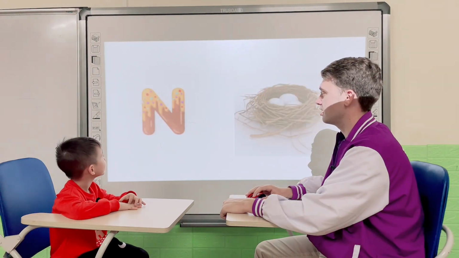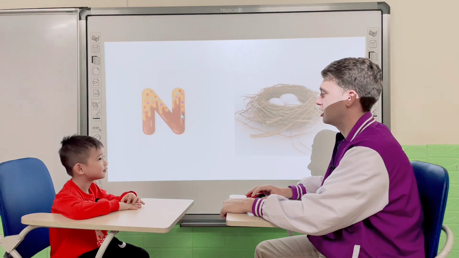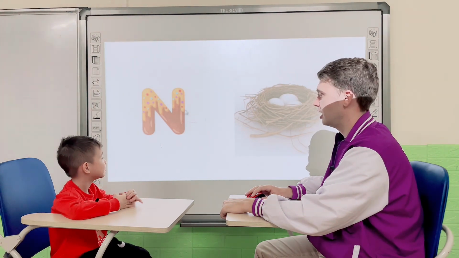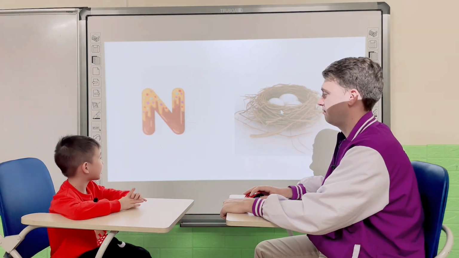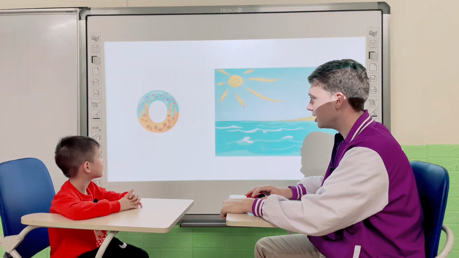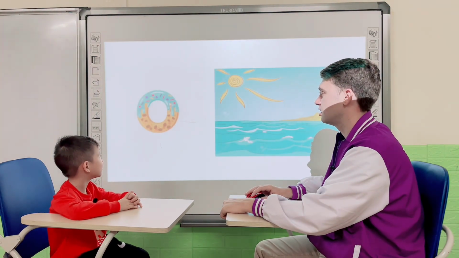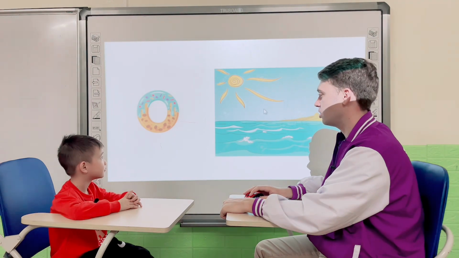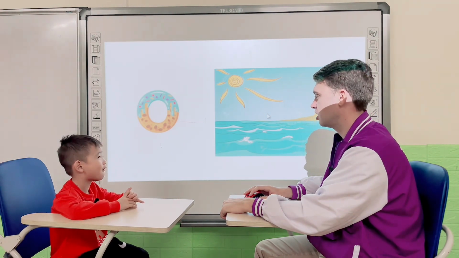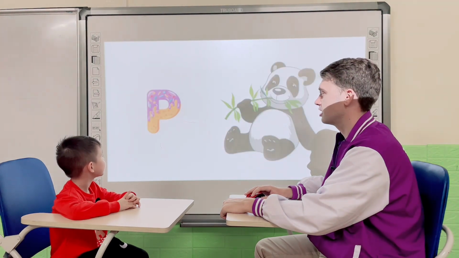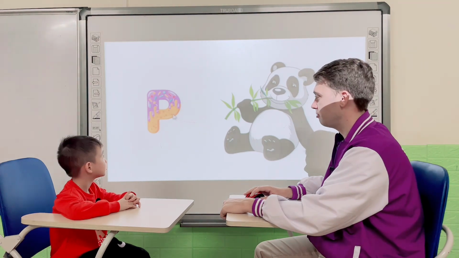What letter is it? N. N is for nest. What letter is it? O. O is for? O. What letter is it? B. Yes, great.